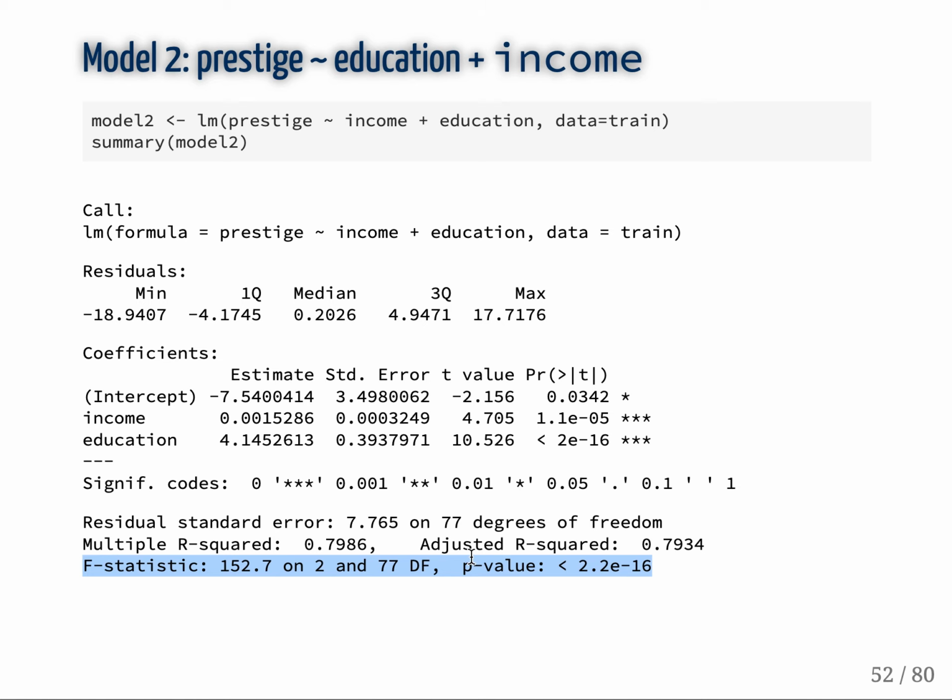The adjusted R-squared value is 79%. Earlier it was 74%. The adjusted R-squared increases only if the new term improves the model more than would be expected by chance.